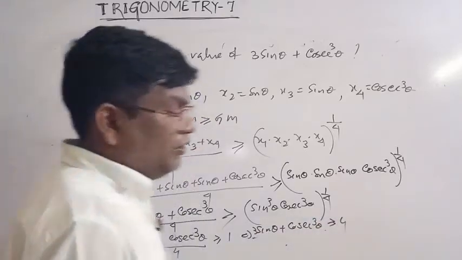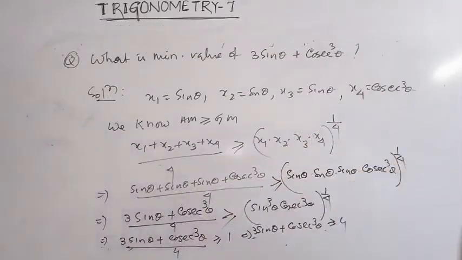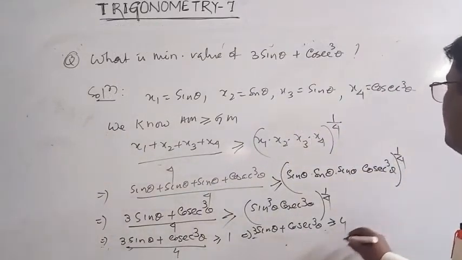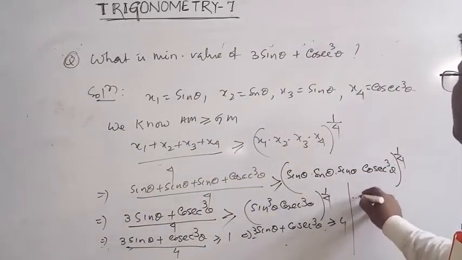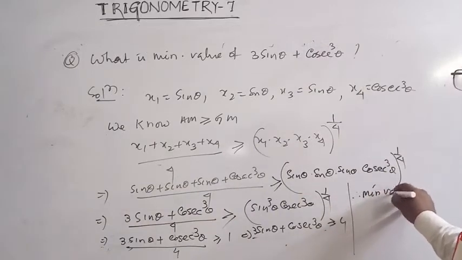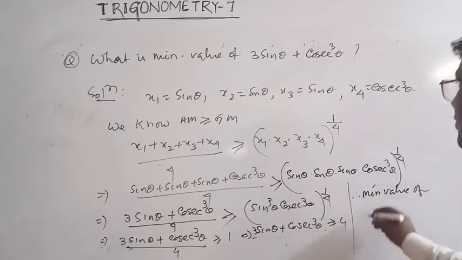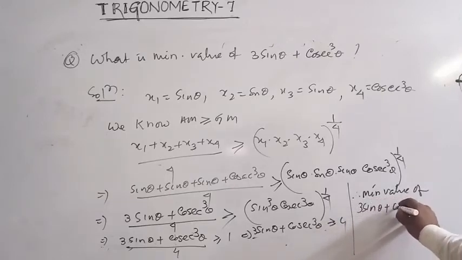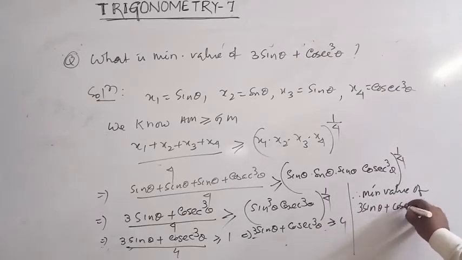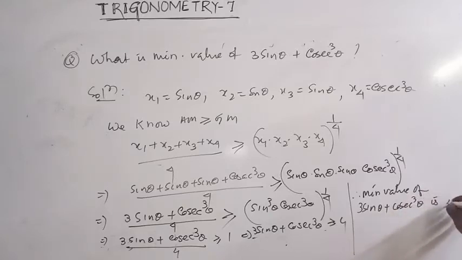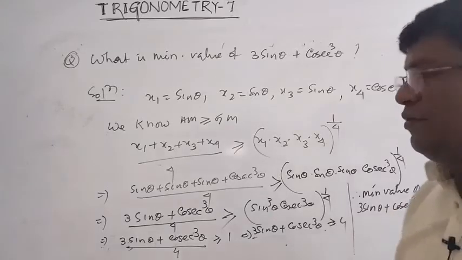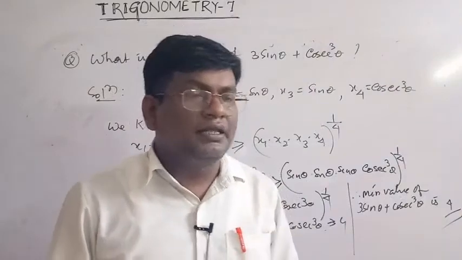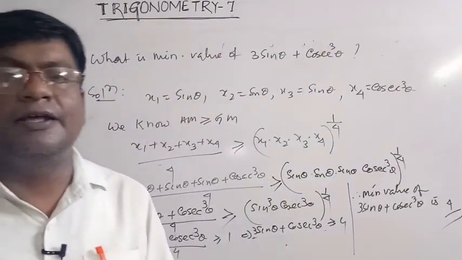So what is the minimum value? The minimum value of 3 sin theta plus cosec cube theta is 4. 4 is the minimum value of 3 sin theta plus cosec cube theta. Clear?